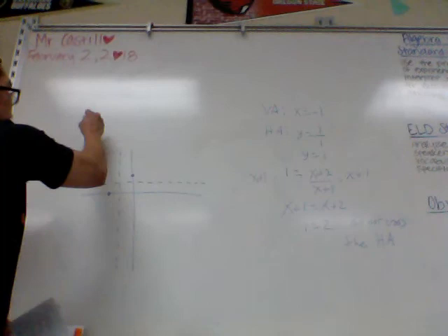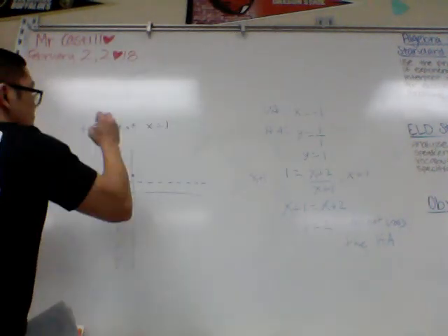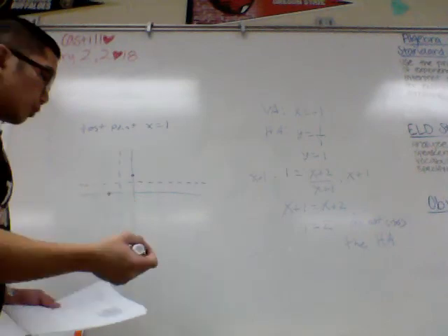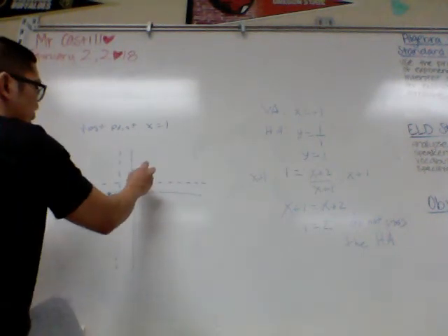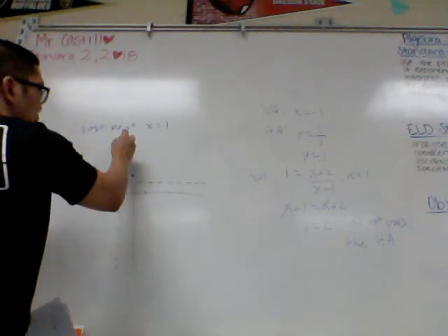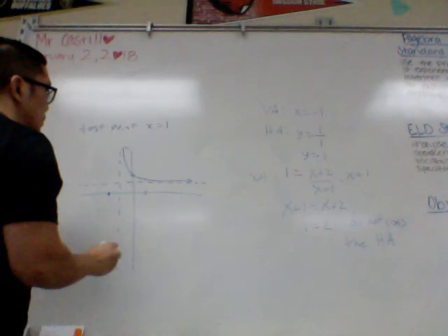Let's just do the test point at x is equal to 1. And if x is equal to 1, I see that I'm at 3/2, which is 1.5. So yeah, it falls in line with what I thought it was going to look like. Okay.